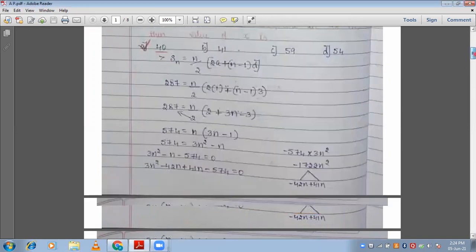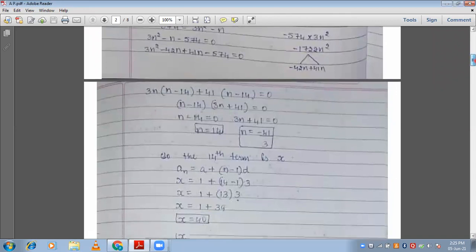In the next step, group the first two terms and the other two terms. In the first group, 3n is common, take it out, remaining is n minus 14. In the next two terms, plus 41 is common, remaining is n minus 14, equal to 0. Again, n minus 14 is common. Take it out. Remaining is 3n plus 41 equal to 0.